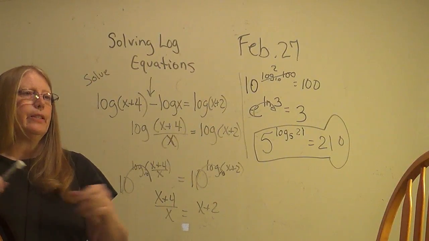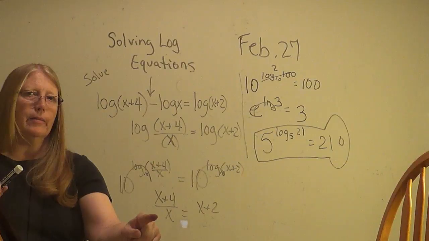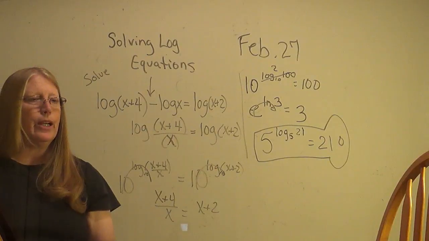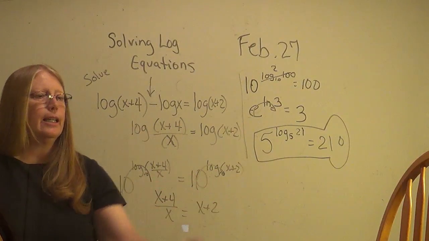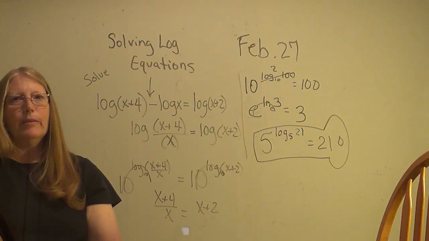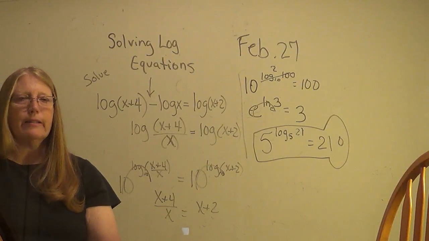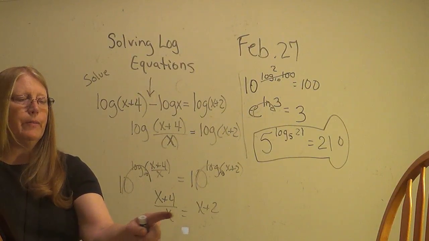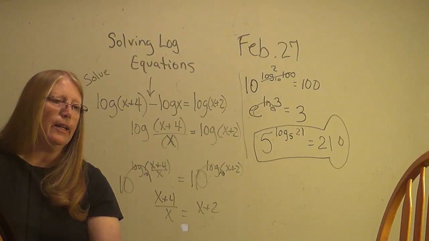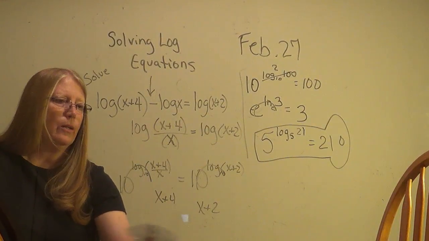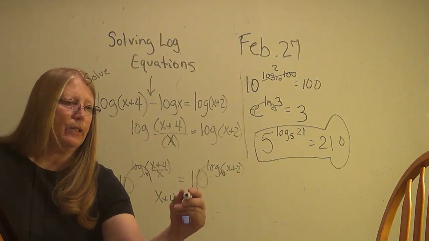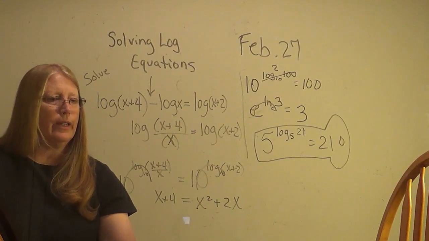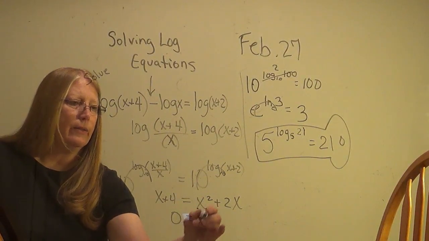You may be able to see how to quickly go from here to here, but I won't mention it. I want you to know why, because we really have exponentiated both sides, used this key, and we end up with this. So now we have to just solve that for x. I want to get rid of the divided by x portion. So if I multiply through by x, I get x plus 4 equals, what's x times x plus 2? X squared plus 2x. I'm going to move the x over and the 4 over, set it equal to 0.